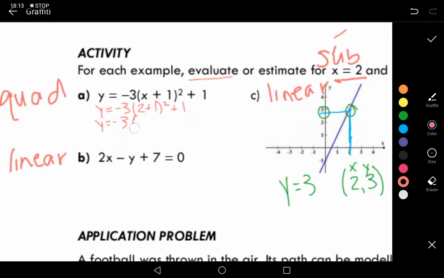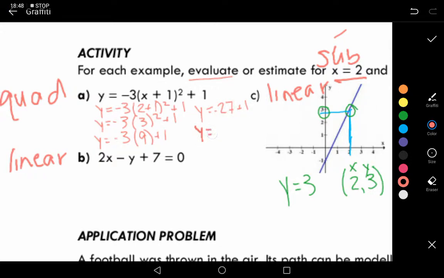We have -3 times 3 squared plus 1. Next is to deal with our exponents. 3 squared is 9, plus 1. Obviously, the next step would be to do that multiplication, so -3 times 9 plus 1. You can do it all in one, or you can do it step by step here. So -3 times 9 is -27, plus 1.